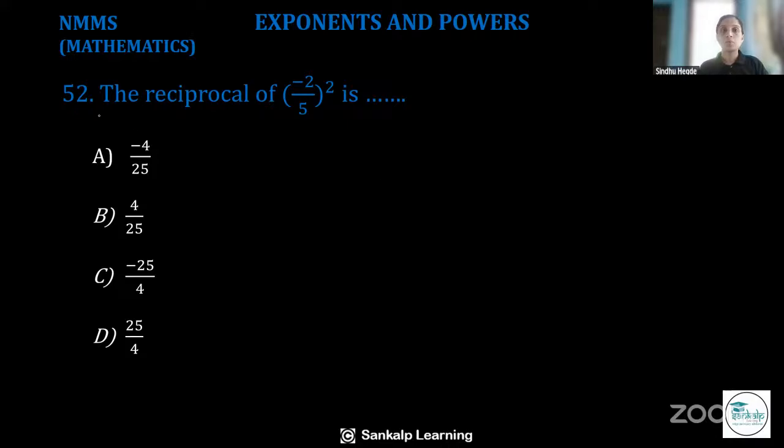Let us see question number 52 of the chapter Exponent and Powers. The reciprocal of minus 2 by 5 the whole square is dash. Option A, minus 4 by 25, option B, 4 by 25, option C, minus 25 by 4, option D, 25 by 4.